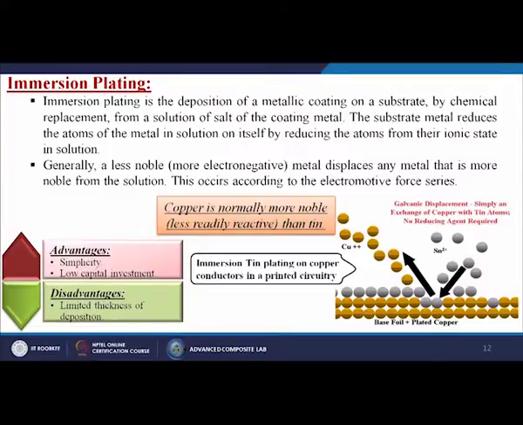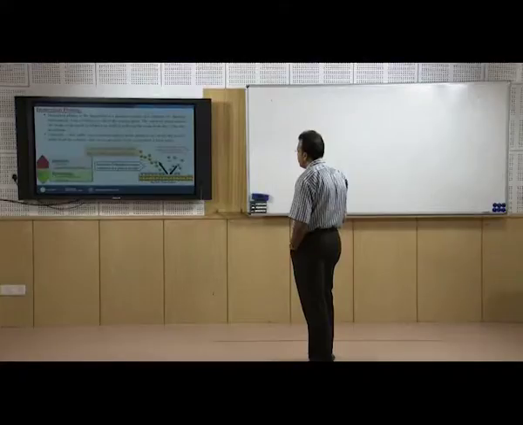Here, simply, we have a base foil plated with copper. We take this into a tin solution, so that by galvanic displacement, an exchange of copper with tin atoms occurs, and no reducing agent is required. These copper ions are replaced by the tin atoms, or maybe the tin ions. This way we are coating tin onto our substrate materials. Immersion tin plating on copper conductors in a printed circuit board is generally done like this.